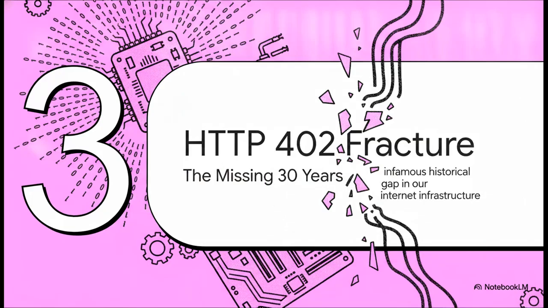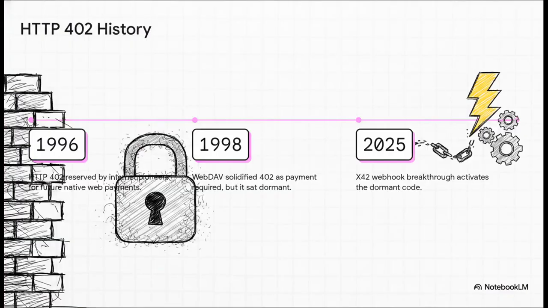Section 3, the HTTP 402 fracture. Now, once we have that absolute digital truth locked down at the hardware level, we need a way to actually communicate it across the web. Okay, let's take a quick trip back in time. Back in 1996, internet pioneers actually reserved the HTTP 402 payment required status code specifically for native web transactions. But then, well, nothing happened. It literally gathered digital dust for almost 30 years.